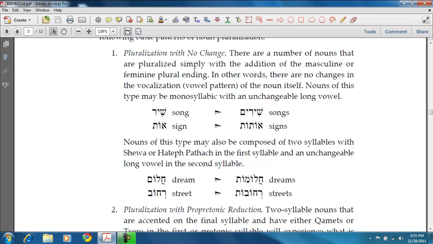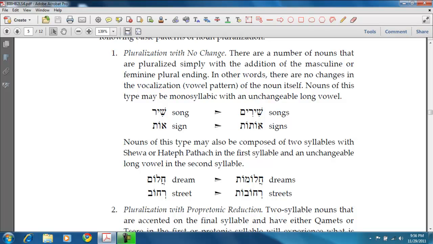There are a number of nouns that are pluralized simply with the addition of the masculine or feminine plural endings. In other words, there's no change in the vocalization pattern of the noun itself. So we have shir, which is song. To make it plural, we add the hirik yod and final mem at the end, and it becomes shirim, songs. There's no change in the vocalization; the vowel is not reduced to anything. It remains the same. Same thing with ot, for sign.